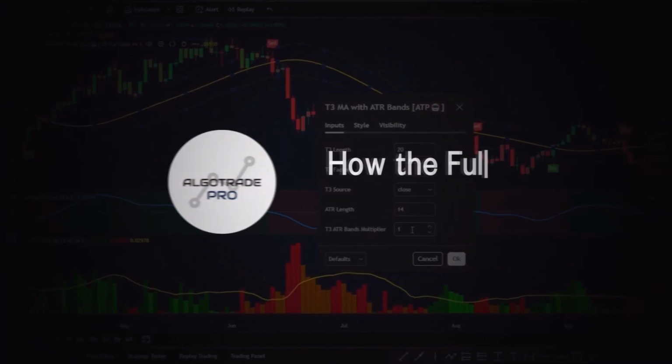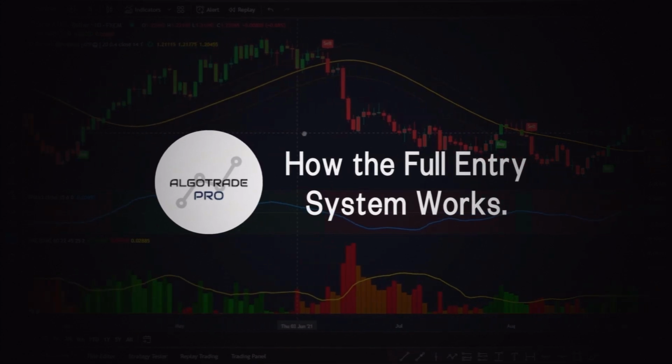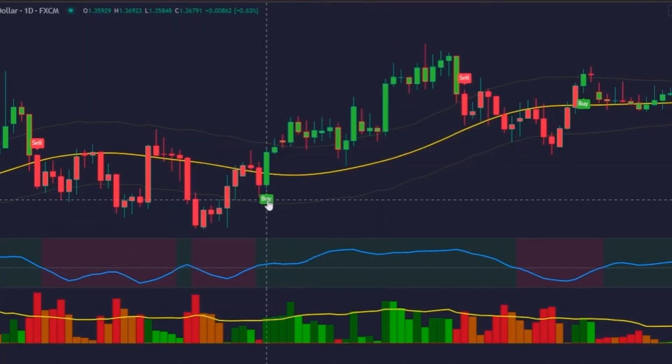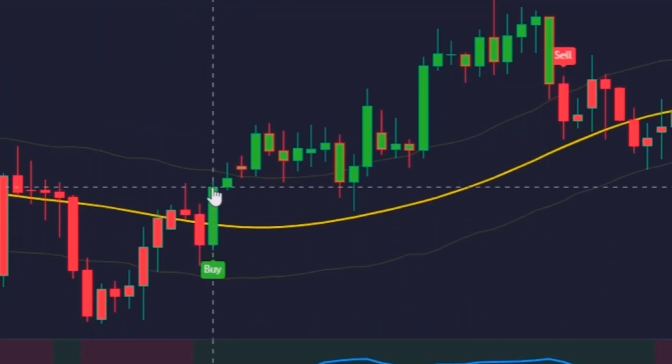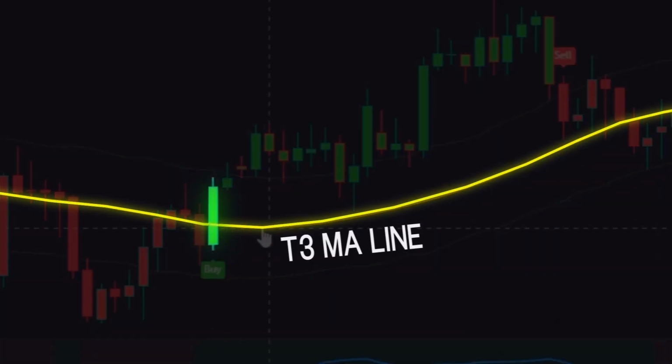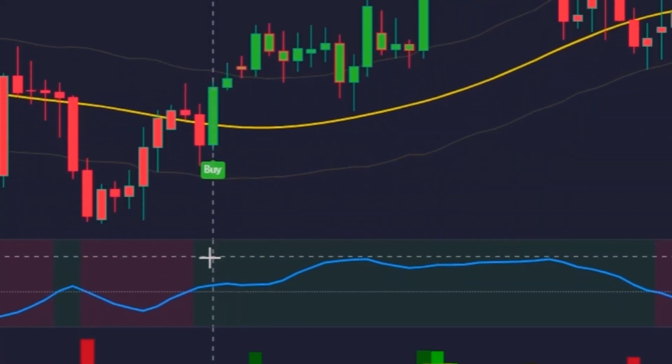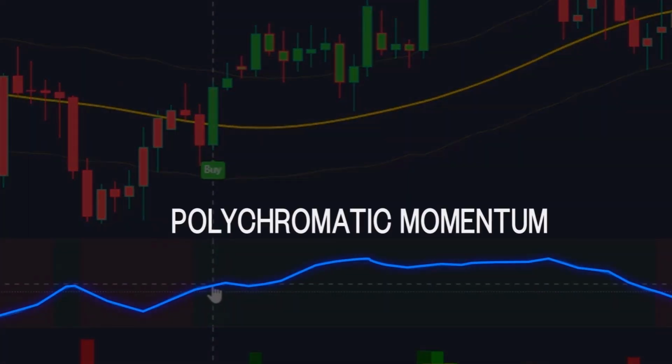So let me show you how the full entry system works. For a valid long position, there are 2 different entry methods. The first one happens when the UT Bot prints a buy signal. At that moment, we check that the candle closes above the T3 MA line, but remains below the ATR upper band. Then the Polychromatic Momentum should confirm bullish strength.